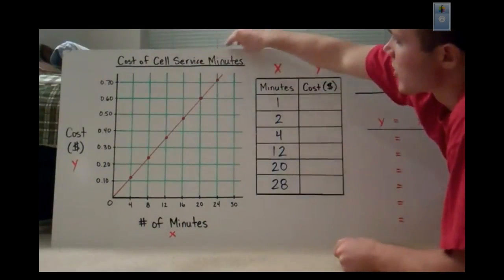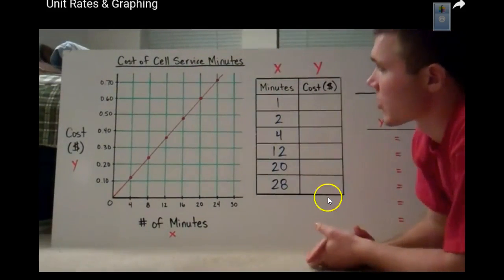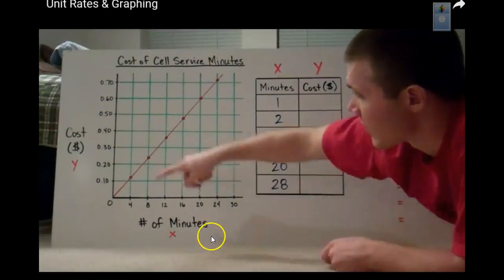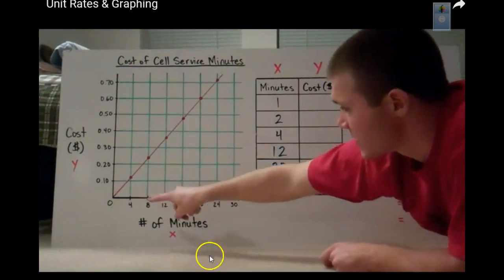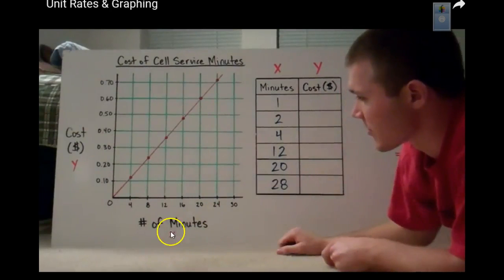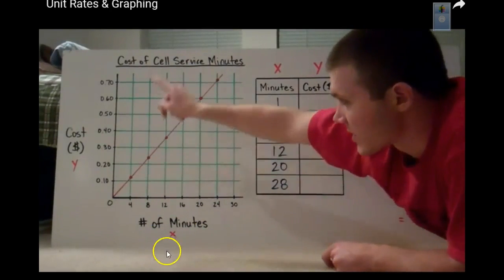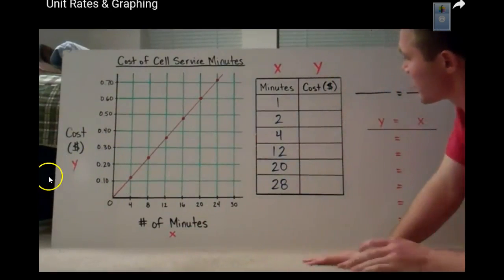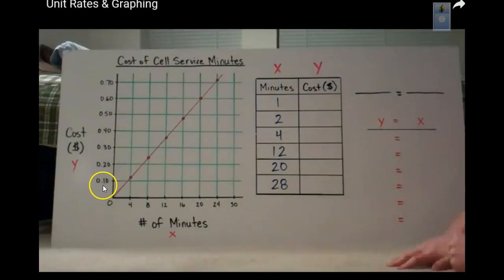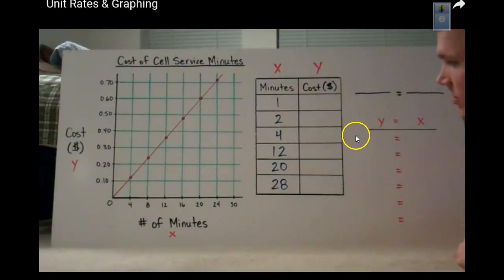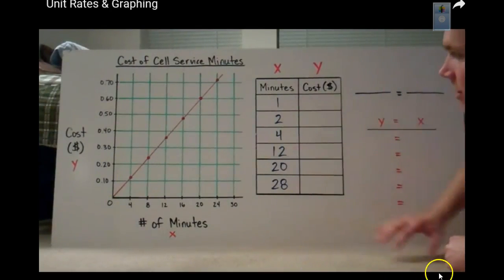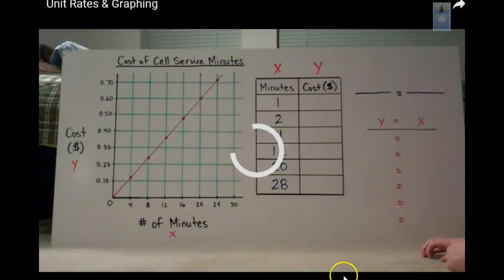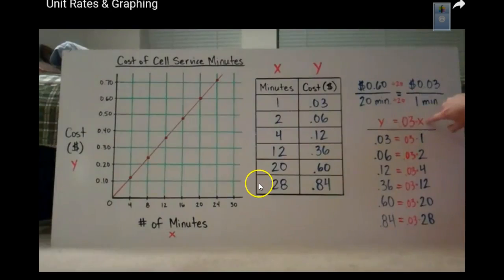This graph represents the cost of cell service minutes for your cell phone. So here we've got the cost, and down here we should put what word? The x-axis represents the number of minutes, independent. The y-axis represents the cost. Please write your table down, and we've got what we're going to do to solve the situation. So once you get all this info down, try and complete the table by multiplying the x value to get the y value.